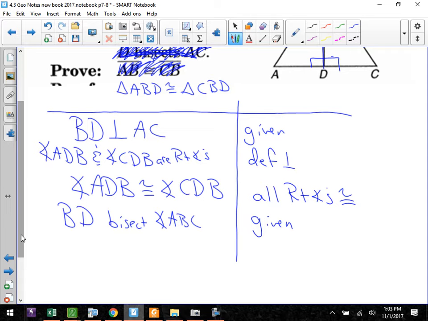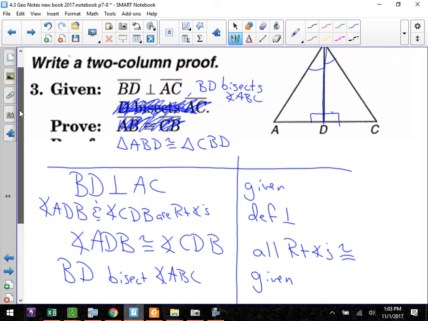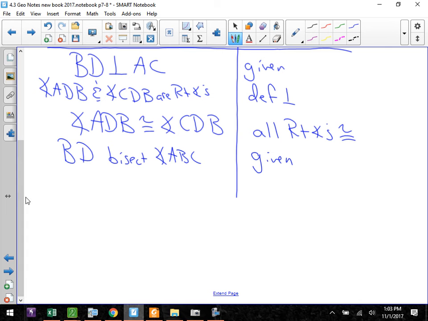It's frowny faced, but it's okay because you're doing it. So we go through here. We know our two letters. It's ABD, CBD. So angle ABD is congruent to angle CBD. Definition.